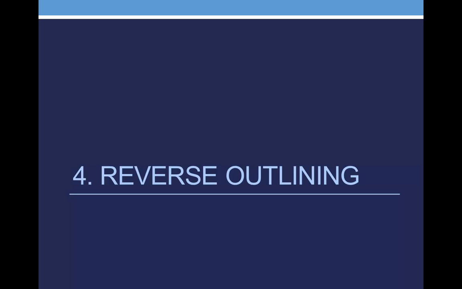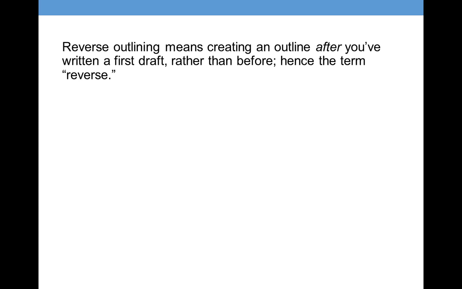And finally, reverse outlining. Reverse outlining is a great tool. It's the idea of creating an outline after you've written a first draft, rather than before. It doesn't preclude you from starting your writing process with a rough outline, but it's a great way, once you have a first draft of writing, to check that everything still makes sense, that everything's logically ordered, that you've included all the points that you mean to include and they're in the right place.